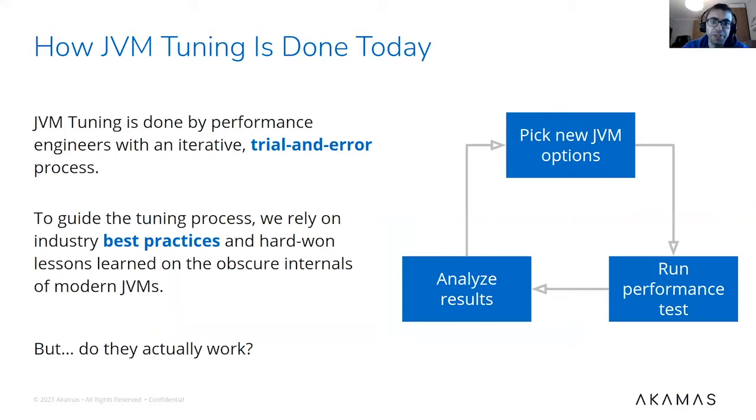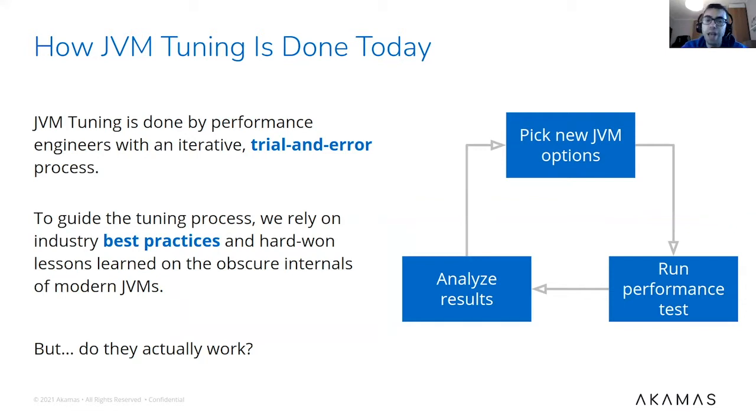So we have seen that JVM tuning is an essential process, but the JVM itself is a very complex machine. So how does JVM tuning get done today? It's typically an iterative, trial and error process where we test the performance of our app, we analyze the result, and we see if it improved or not. Then we decide to change some VM options based on the analysis of the performance, and then we repeat the process.